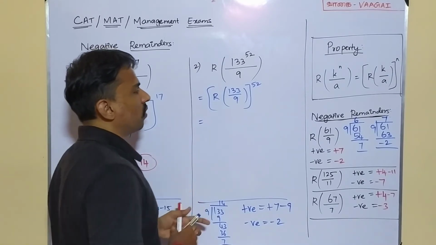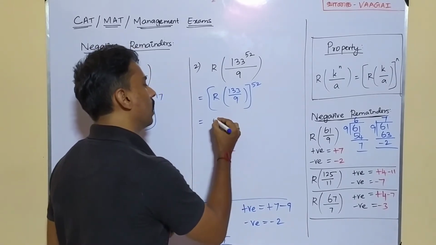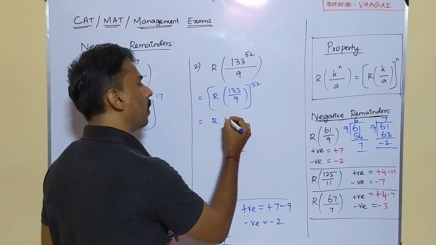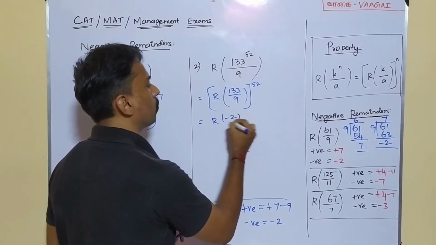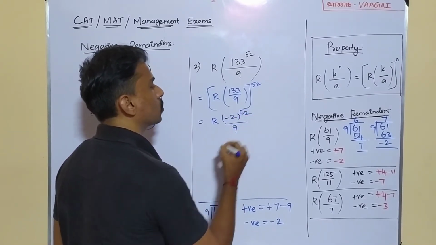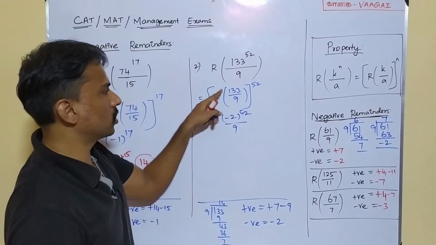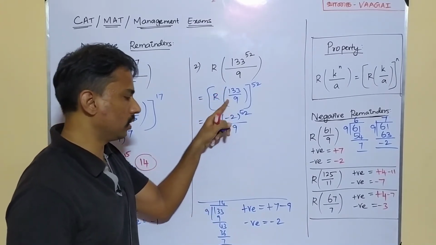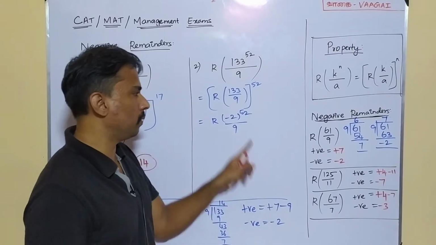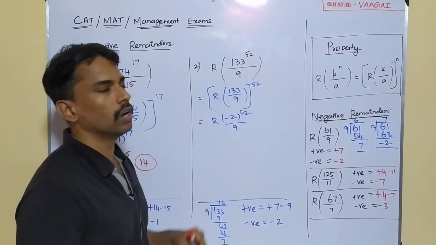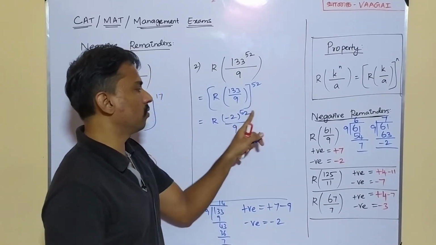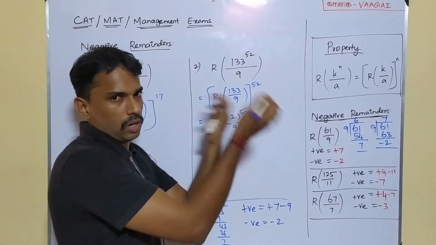If I do that, I will be getting the remainder when minus 2 is raised to the power 52 by 9. Very simple thing, I am just doing 133 by 9. I am getting the negative remainder minus 2. I am replacing it, so minus 2, now I am going to raise it to the power 52. So minus 2 power 52, I am again going to continue the chain like we did before.